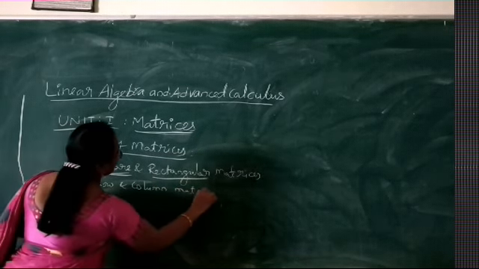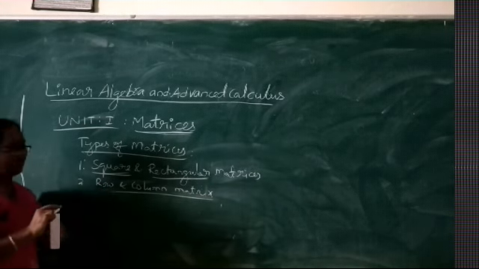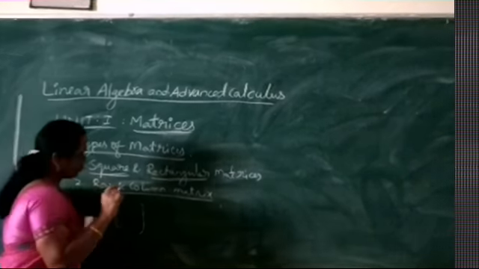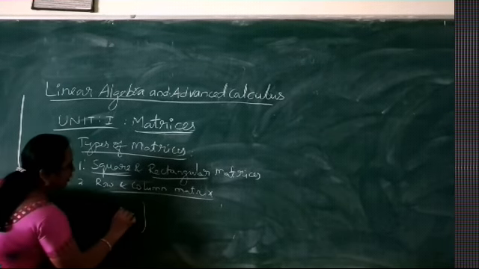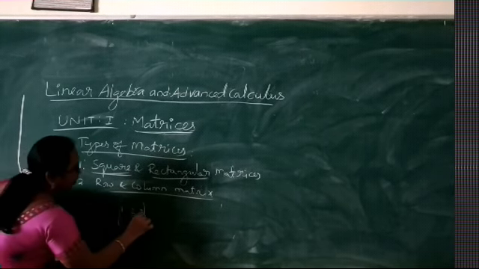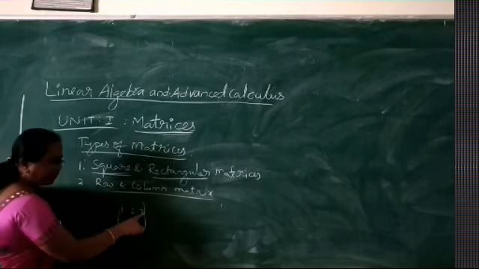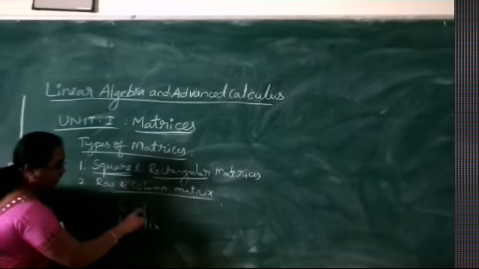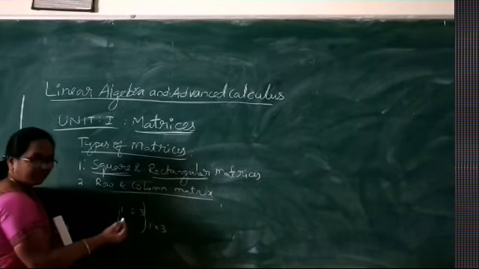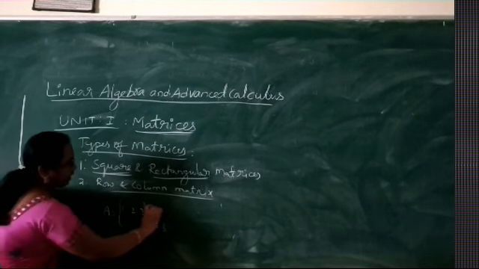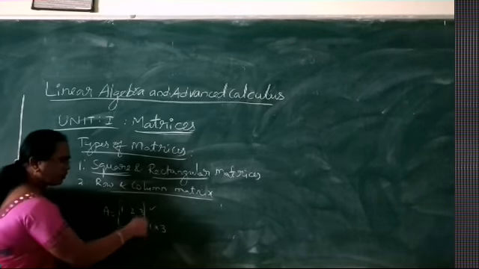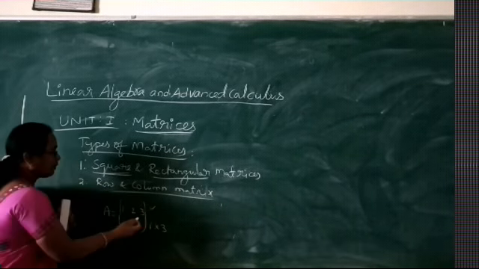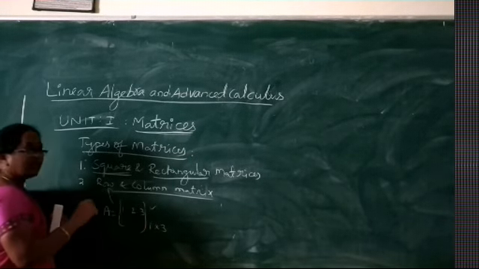The second type we are seeing is row and column matrix. Suppose a matrix has only one row. Let it be the only row with 3 elements 1, 2, 3. What is the order? Only one row, so it is 1 by 3, as there are 3 columns. So this matrix has only one row. Whatever may be the number of columns it may have, it has only one row. Therefore, we say that this is a row matrix.